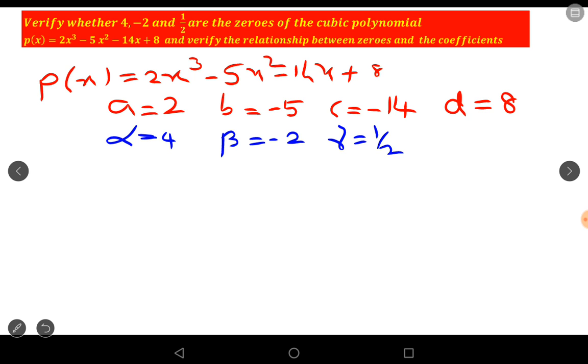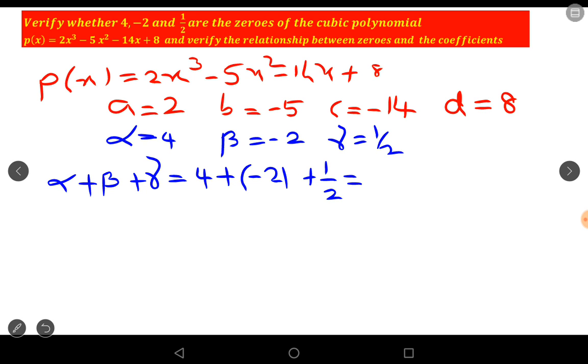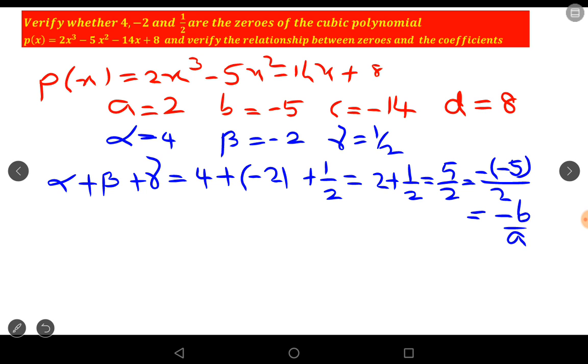Okay, next one, alpha plus beta plus gamma. Alpha means 4, plus minus 2, plus 1 by 2. So first, 4 plus minus 2 equals 2, then 2 plus 1 by 2. 2 twos are 4, 4 plus 1 is 5 by 2. So 5 by 2 can be written as minus of minus 5 by 2. Here observe the coefficient minus 5 is b, 2 is a. So minus b by a. The sum of zeros equals minus b by a. This one is correct.